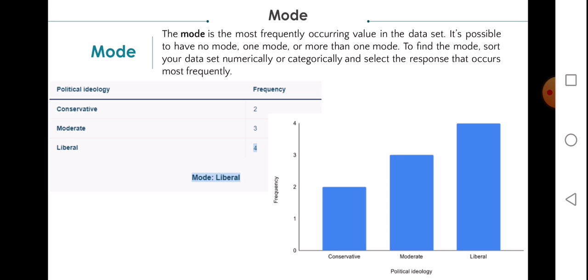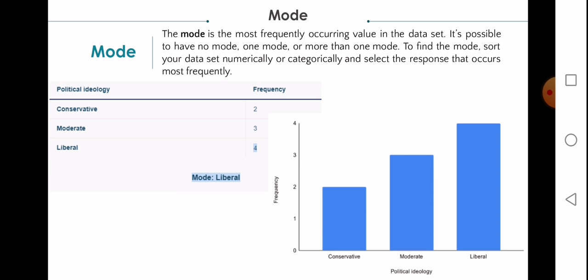On a bar chart, the mode is the highest bar. If the data have multiple values that are tied for occurring the most frequently, you have a multimodal distribution. If no value repeats, the data do not have a mode.